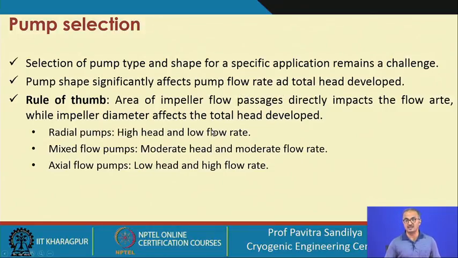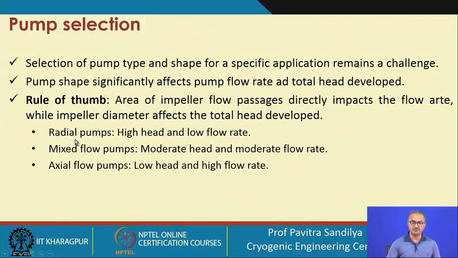So, it's a challenge for us to find out the right type of pump, and the rule of thumb is this: the area of impeller flow passages directly impacts the flow rate, whereas the impeller diameter affects the total head developed. These are from experience, people have developed this kind of thumb rule, that if we change the impeller flow passage, that means the clearance between the casing and the impeller, then it will affect the flow rate more, and if we change the impeller diameter, it will affect the total head developed.